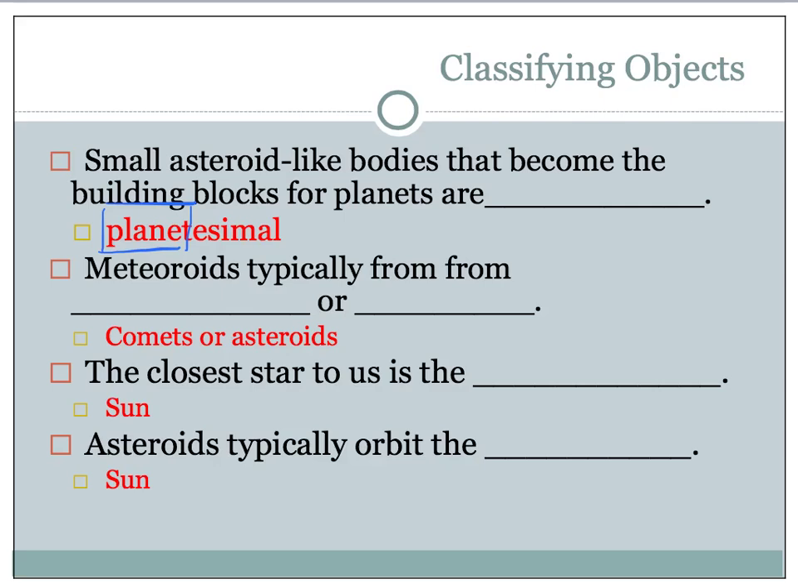Meteoroids typically come from comets or asteroids, typically pieces that have broken off. As you heard here recently in the news, there was an increase of meteorites. We even had the one hit in Russia, as an asteroid passed nearby. As they get closer to the sun, they're going to have more parts fly off as the energy from the sun interacts with them. So we also had an increase in that at that time. Closest star to us is the sun, and asteroids typically orbit the sun. So that's one way to tell and classify an asteroid.